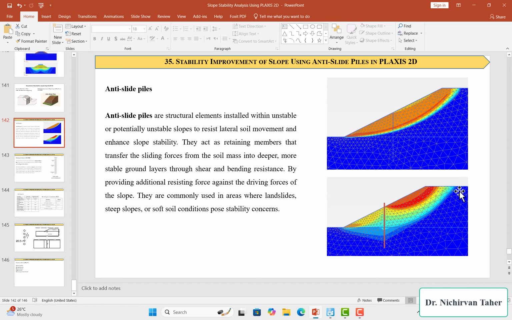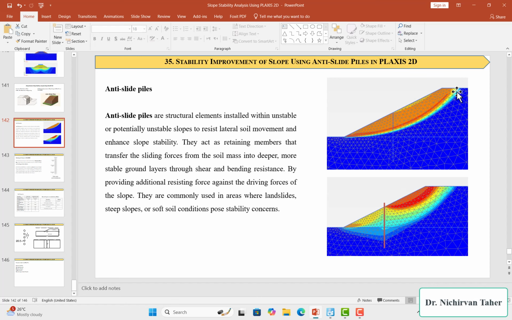As you can see, these are the two slopes. One of them is an unreinforced slope, and one of them is reinforced with this anti-slide pile at the middle of the slope. By reinforcing the slope with these types of pile, they act as a retaining member that transfers the sliding forces from the soil mass into deeper or more stable soil layers through bending or shear resistance.